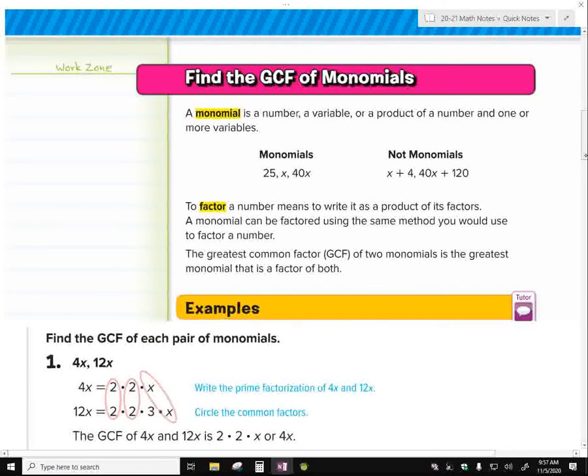Find the GCF of monomials. A monomial is a number, a variable, or a product of a number and one or more variables. So if it has addition or subtraction with it, it's not a monomial. The prefix of monomial, mono, what does that mean? One. Yep. Single. So if you have x plus 4, that's not a monomial. However, if you have 25, or just x, or 40x, those are monomials.